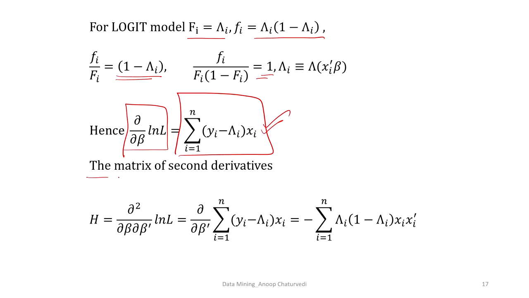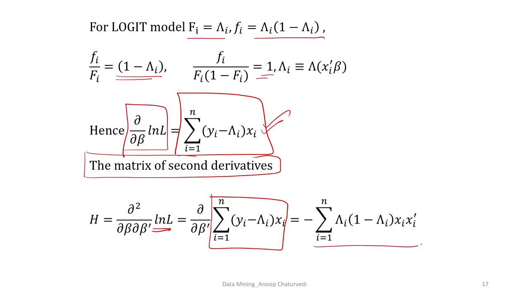And then we also obtain the matrix of second derivatives. Say you write H equal to del 2 log L over del beta del beta transpose, or del over del beta transpose of the first differential coefficient which you have obtained here, and then you get this expression. So, this is the second derivative. What you have to do, you have to differentiate lambda i with respect to beta and then you get this expression.